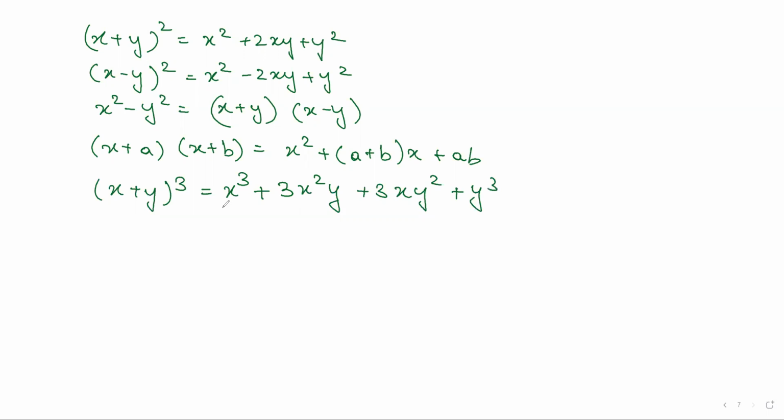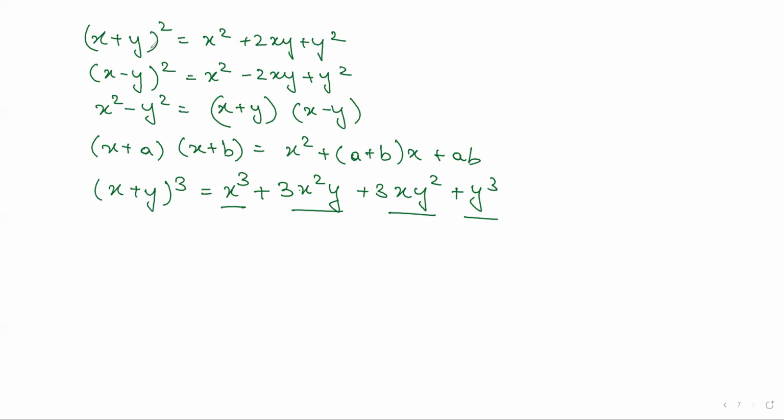If you can see, from the first term till the last term, the power of x goes on decreasing: x cube, x square, x, and x to the power 0, which is 1. From the first term to last term, the power of y keeps on increasing: y to the power 0, 1, 2, and 3. 3 is multiplied in the second and third term, and the first and last term have coefficients as 1.